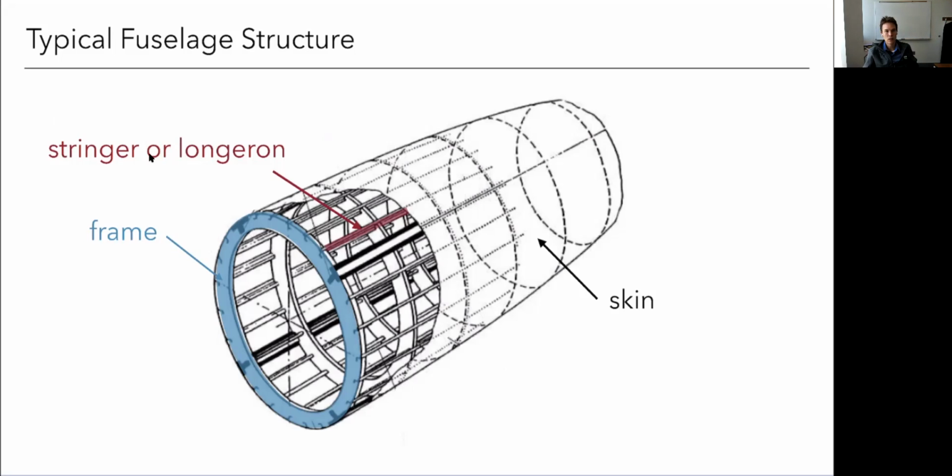These stringers or longerons, often these are used interchangeably. Historically, there are some subtle differences in what they mean, but we're not going to go into that. These are long members that run along the length here. They're going to carry a lot of these longitudinal loads. And then the skin here, again, provides this outer aerodynamic shape, but it's also going to carry some of the torsional loads and shear loads.